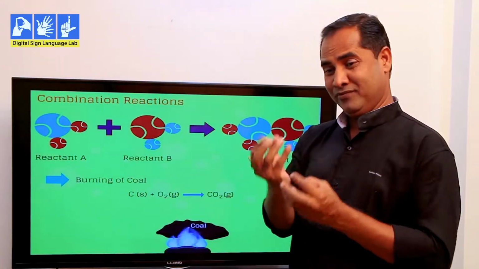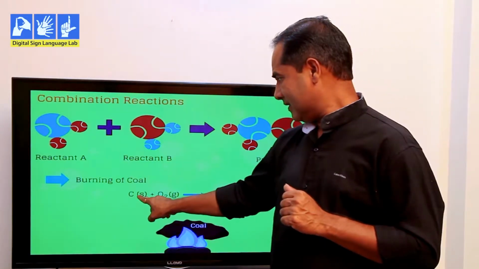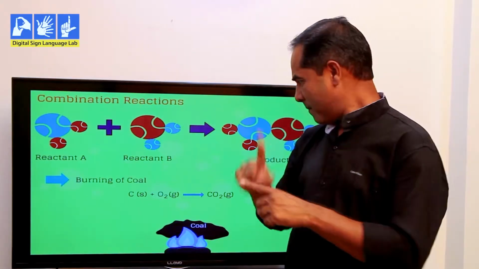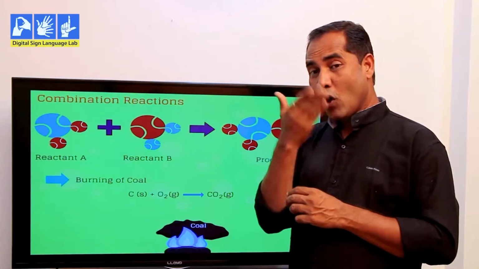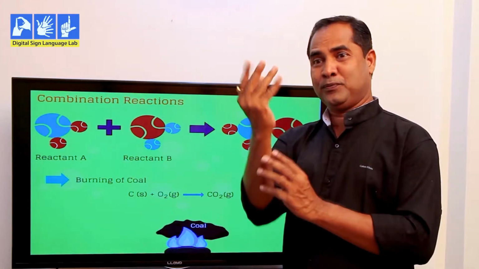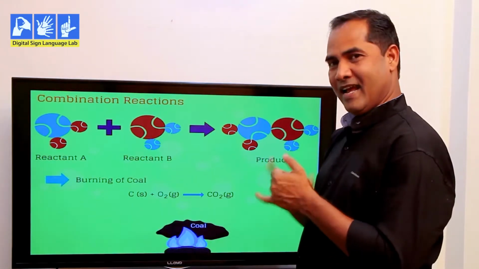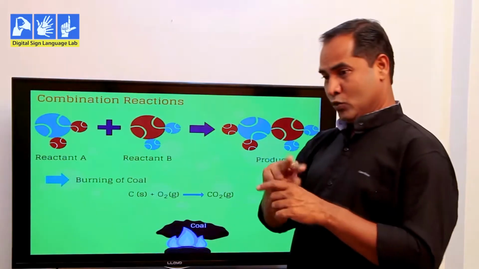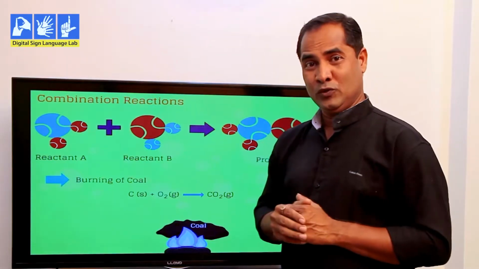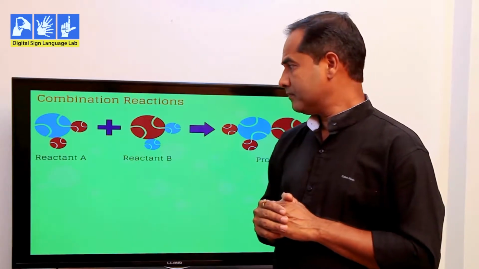I've already told you about burning of coal. The same example. So you see coal, which is actually carbon, a solid, combines with oxygen, which is a gas. That is, when we burn coal, it combines with oxygen and forms carbon dioxide, which is again a gas. So carbon and oxygen combine to make carbon dioxide. We'll see one more example.